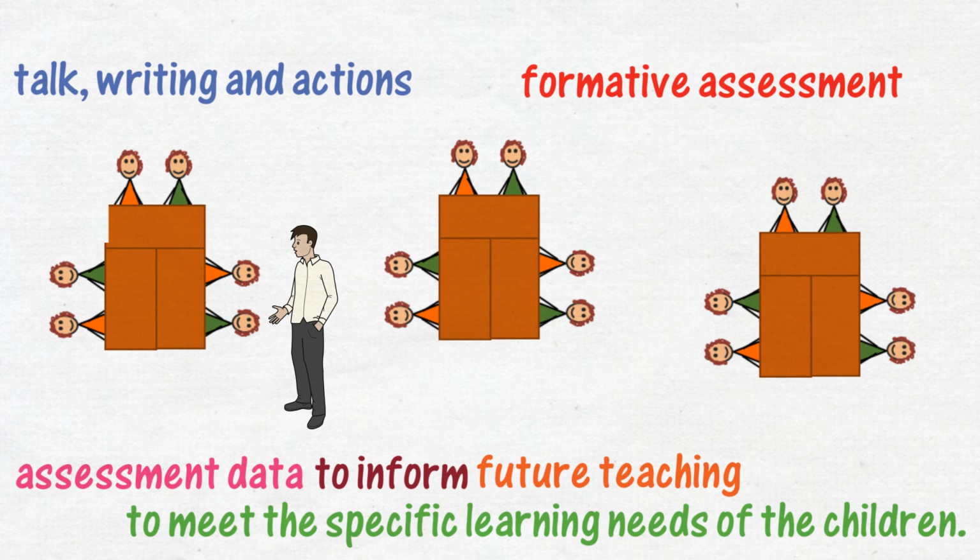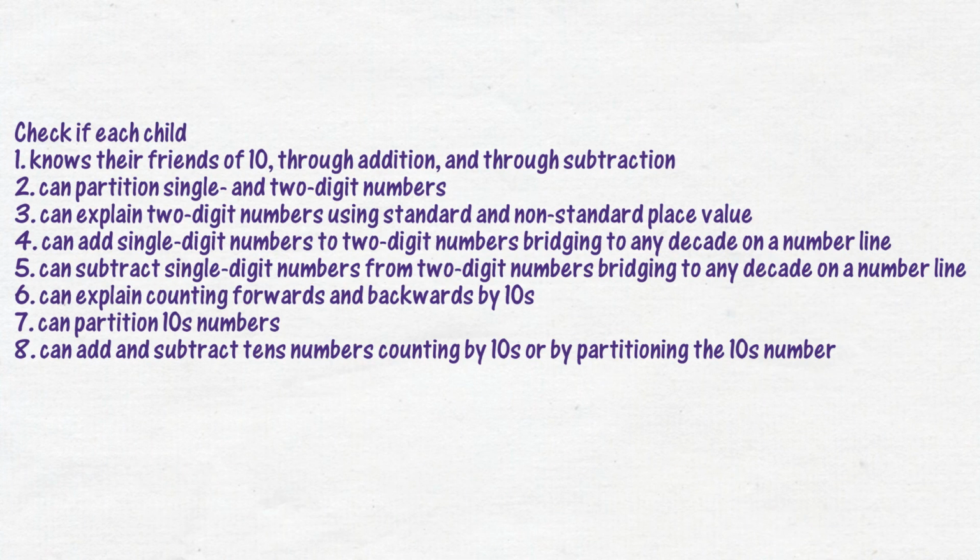But how do you initially know each child's current level of understanding? Check if each child has the understandings listed in the top part of the Term 1 scope and sequence. The following assessments could be used.